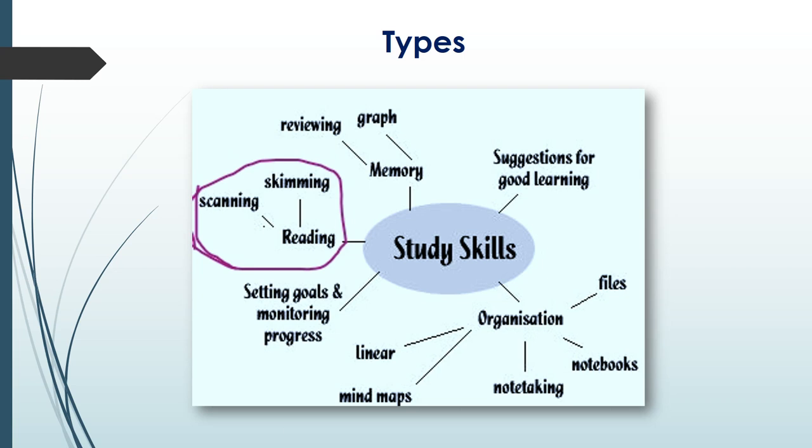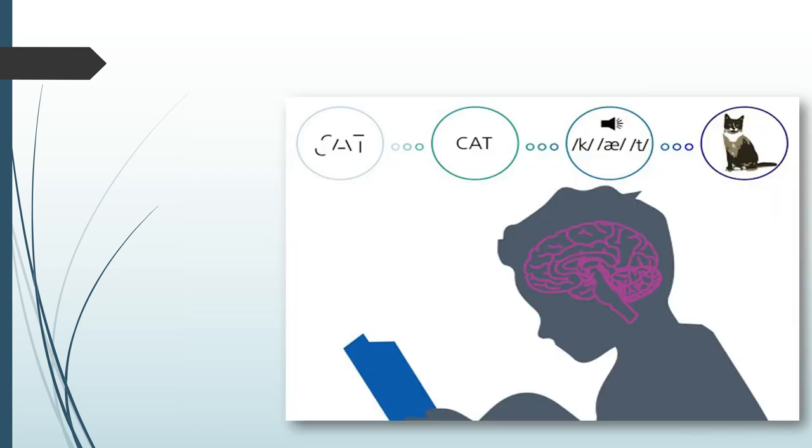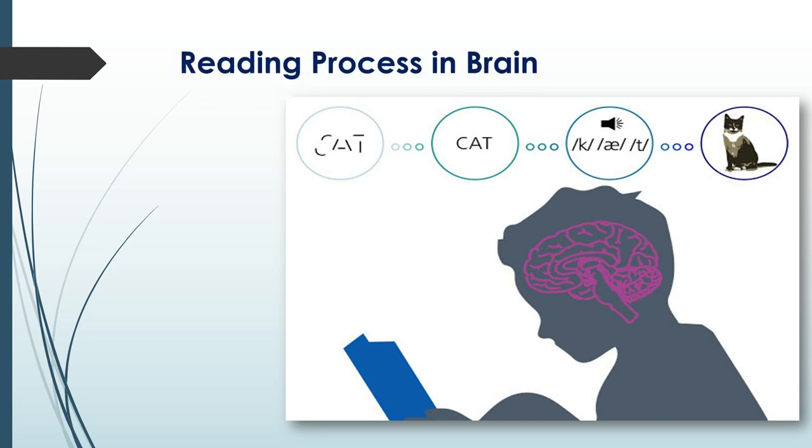We will get to those now. But before that, let's try to understand what actually is the reading process which goes on in the brain. It is such an automatic process which keeps on going in the mind, in the brain, and you see how it goes on.